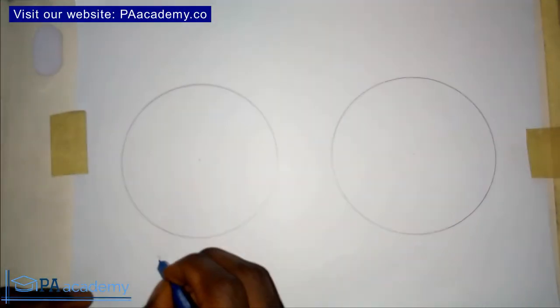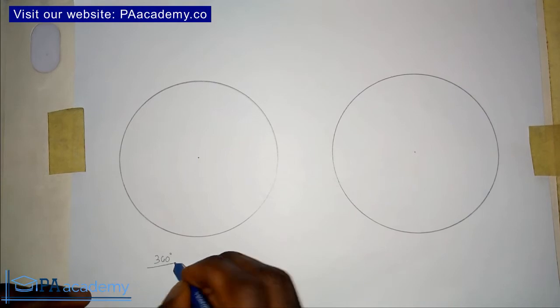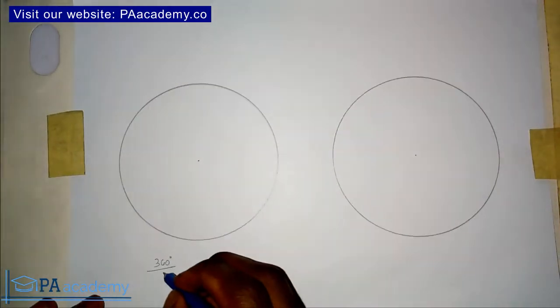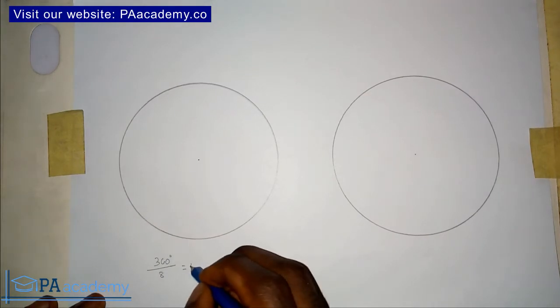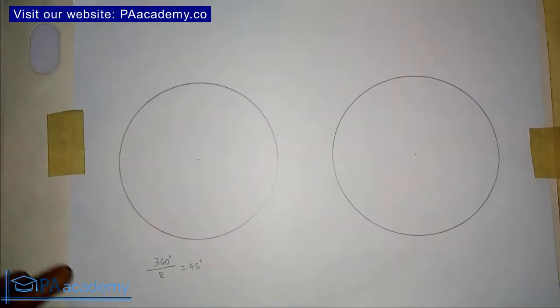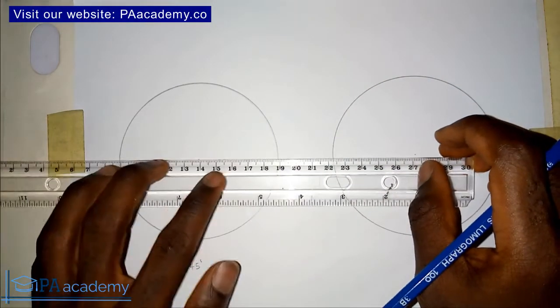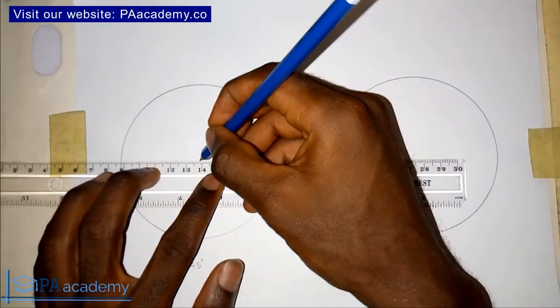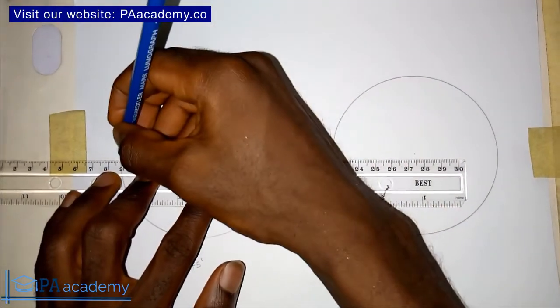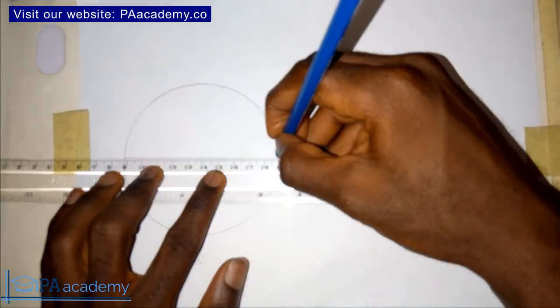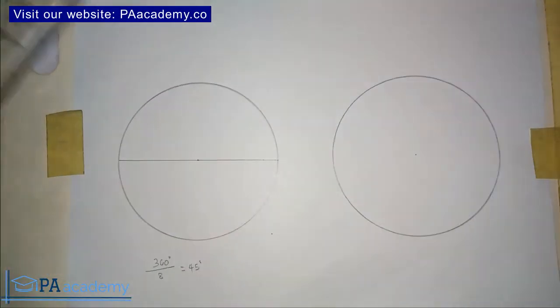In dividing this circle into 8, we are going to have 360 degrees divided by the total number of equal parts we want, which is 8. So that is 360 divided by 8, and that will give us 45 degrees. That means we are going to have a 45 degrees interval. They are going to be 45 degrees apart. So for 8, we are going to go ahead and draw our diameter. So we've been able to divide it into 2 equal parts.